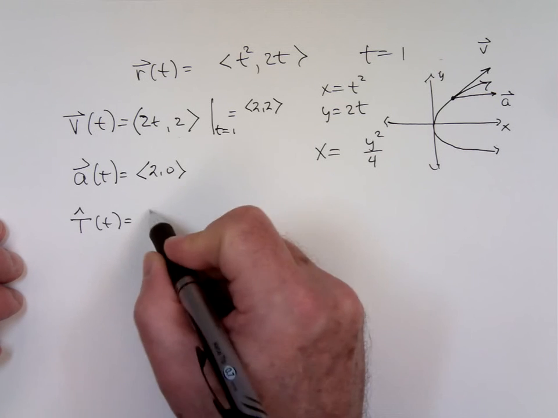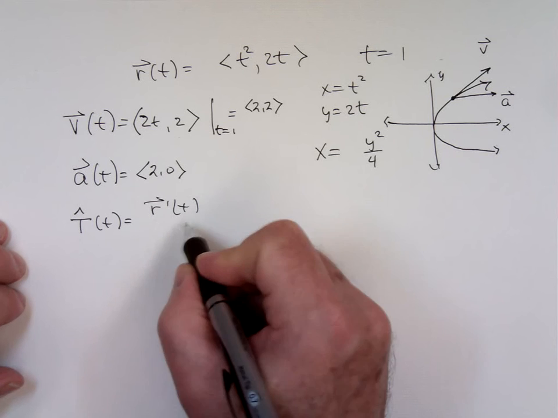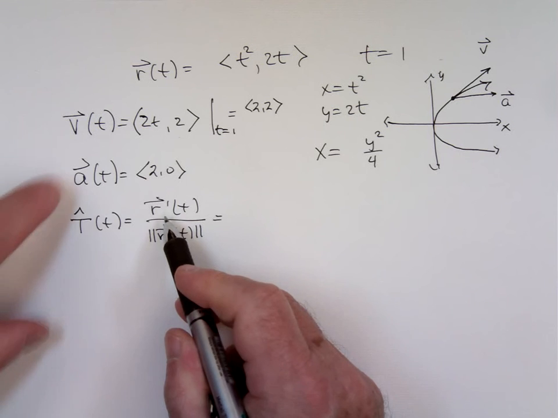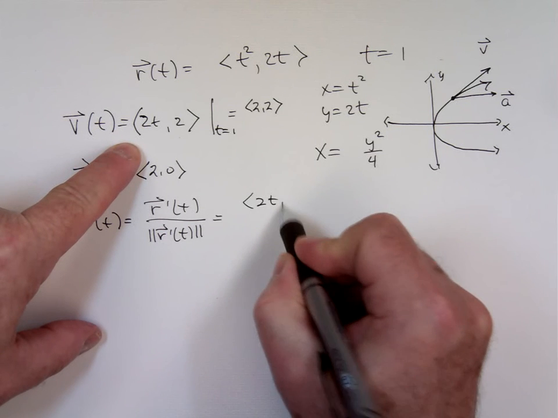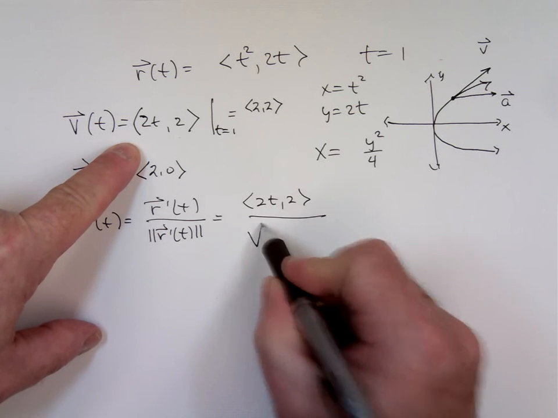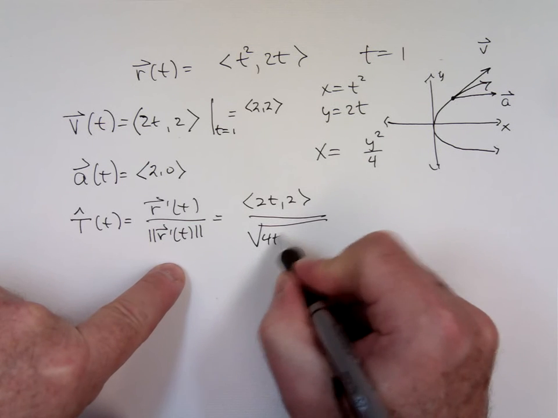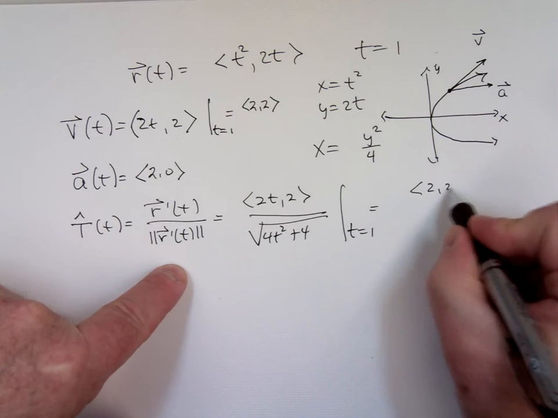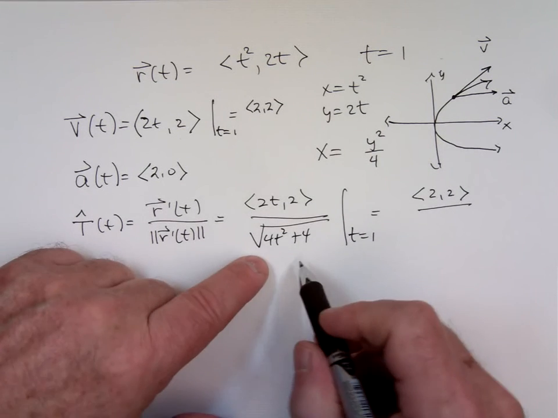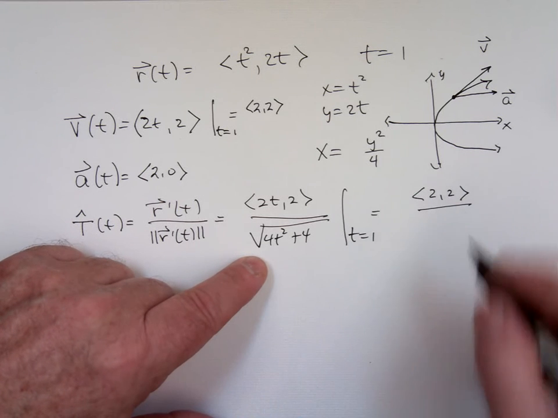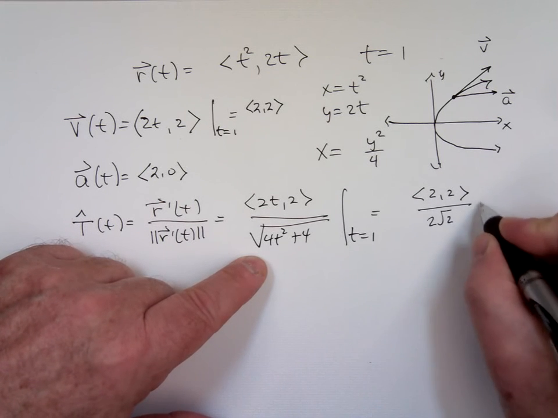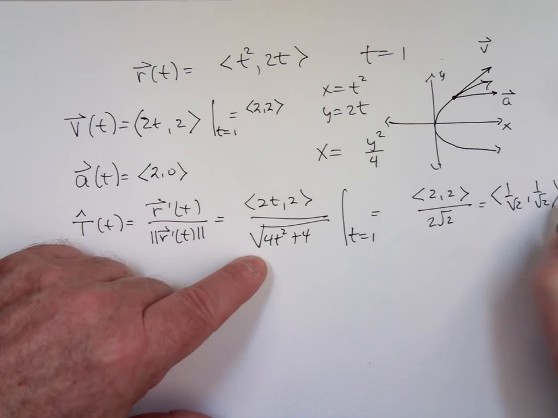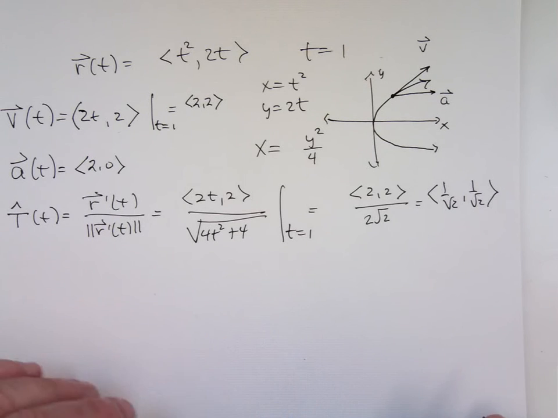R prime over the magnitude of R prime. R prime is your velocity, 2t, 2. Magnitude in general is the square root of 4t squared plus 4. At t equals 1, we get 2 over the square root of 8, which is 2 square roots of 2. So we end up with 1 over the square root of 2, 1 over the square root of 2. Okay. So that's our tangent here.